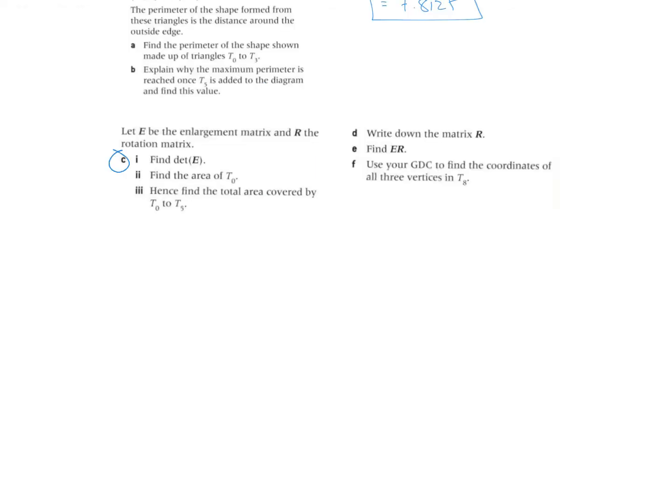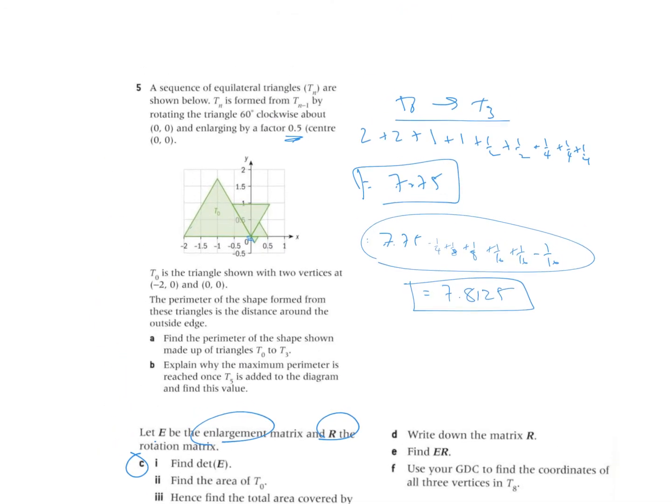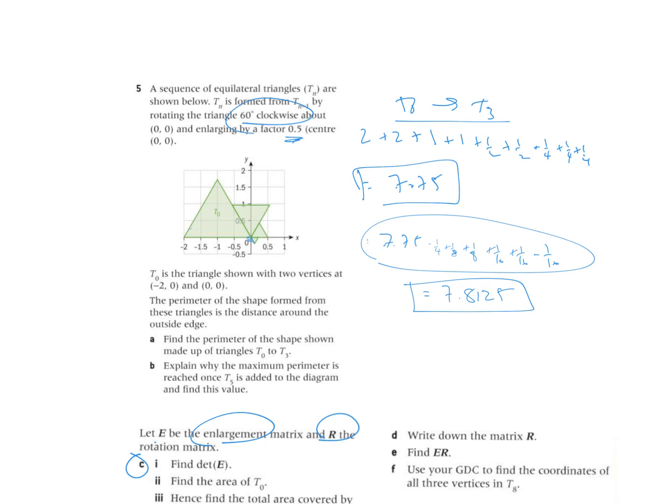Okay, so moving on to part C. E is the enlargement matrix, and so that's going to be 1/2, 0, 0, 1/2, because we know it's been enlarged by a factor of a half. And R is the rotation matrix, and it says by clockwise 60 degrees.